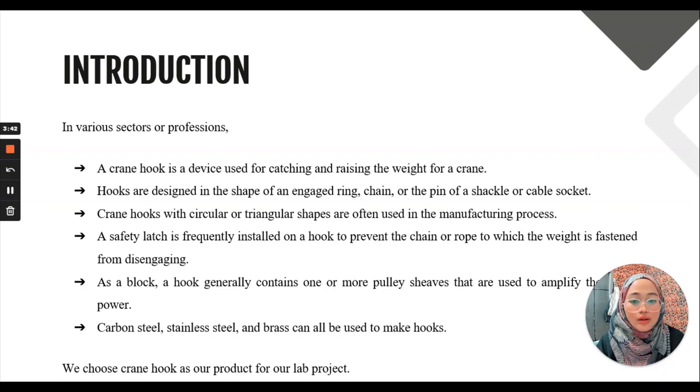As a block, a hook generally contains one or more pulley sheaves that are used to amplify the power. Carbon steel, stainless steel and brass can all be used to make a hook. So that is why we chose a crane hook as our product for our lab project.